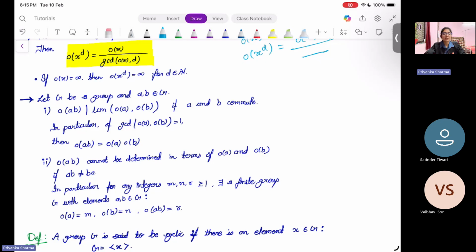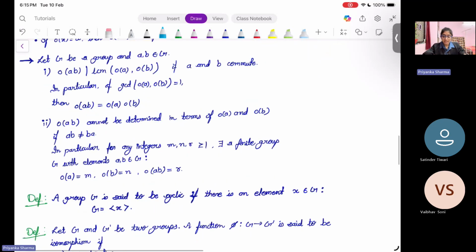If A and B do not commute, then we can't say anything about the order of AB. You can remember we did an example in some matrix group where the orders of A and B were some finite numbers and the order of AB is infinite, and vice versa. There we picked some matrices as elements, and matrices generally do not commute, so that's why.